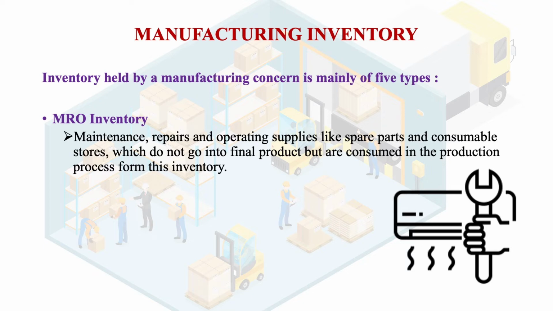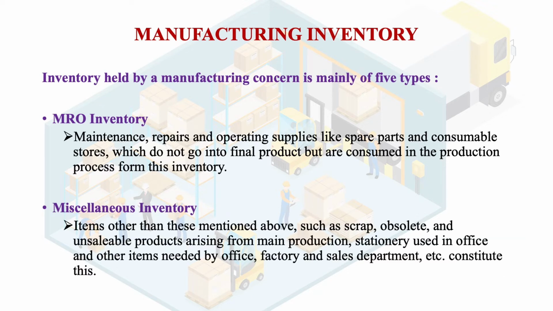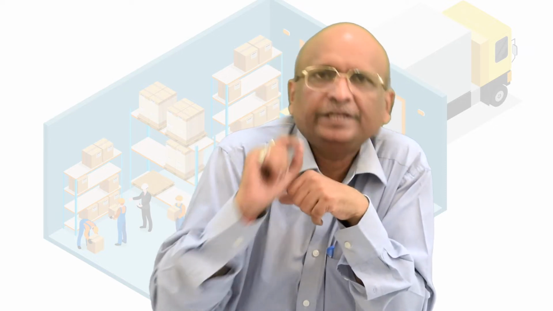The fifth type of inventory is termed miscellaneous inventory. These are the items other than those we have mentioned under the four categories, just like scrap, obsolete, unsellable product arising from main production, stationery items used in office, and other items by office, factory, sales department. They constitute the miscellaneous inventory. So under manufacturing, we have production inventory, work in process, finished, MRO and the miscellaneous inventory.